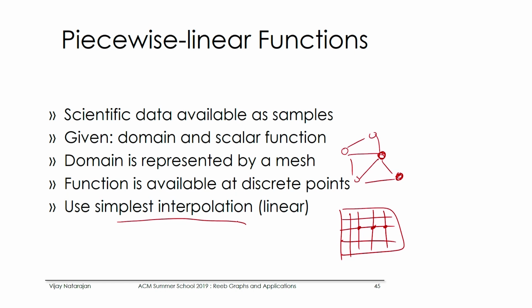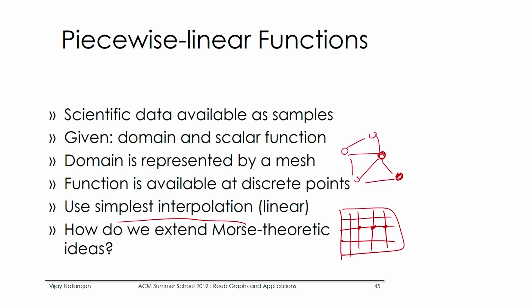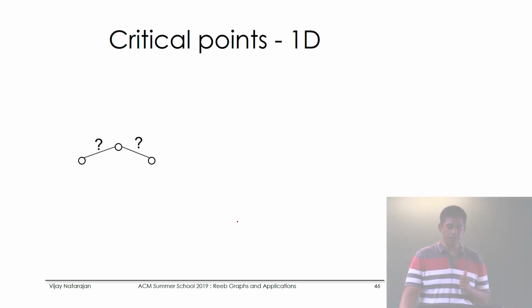So we will have to revisit a lot of the definitions and all the constructions that we saw for the smooth functions, but now focusing on piecewise linear functions. We will not be able to go through all of them. We will look at some key aspects. Okay. So that's the plan. How do we extend the Morse theoretic ideas to piecewise linear functions? The first is critical points. No gradients anymore.